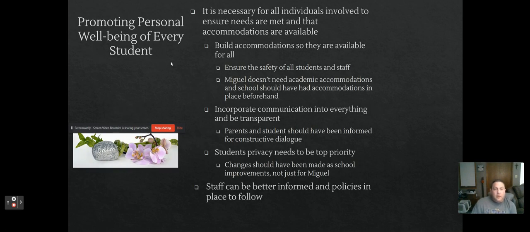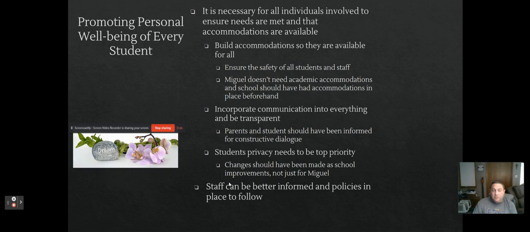Of course, this is something that I thought of after, at the very beginning when I was reading the case study. I believe that Miguel is at risk for social and emotional instability. We need to ensure that, and I believe that the school failed and could have caused more issues with that. So I think that his needs need to be met, that accommodations for all ensure the safety of all students and staff. Miguel doesn't need academic accommodations, but that could be something that is needed later on. I believe that needs to be talked about.